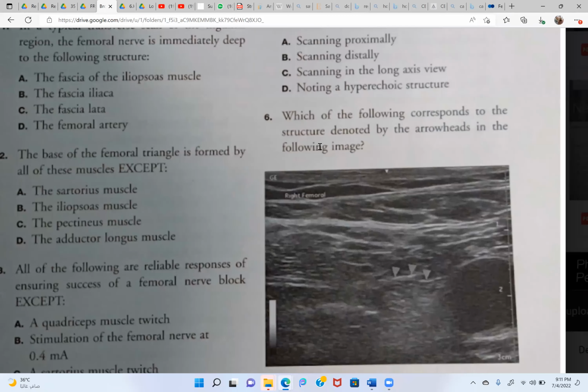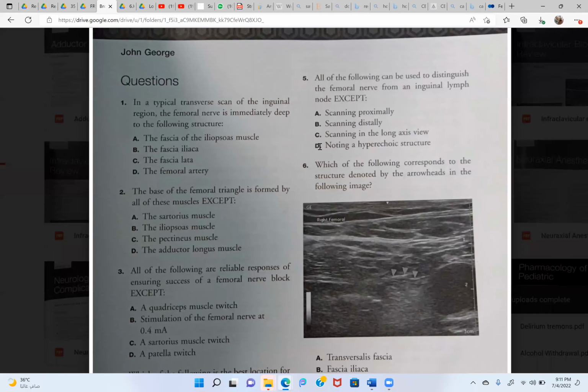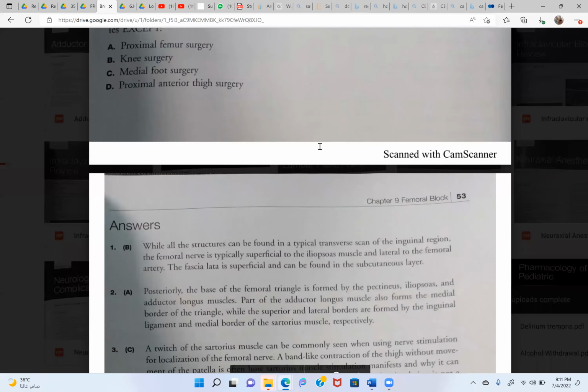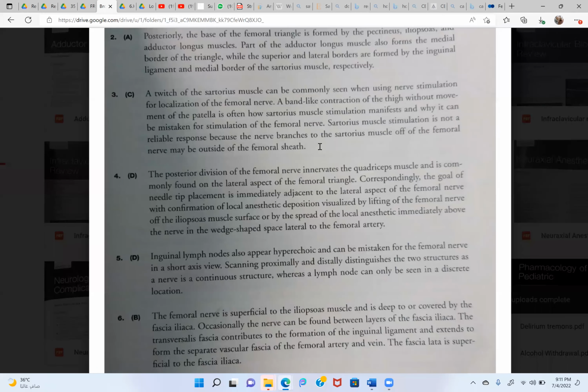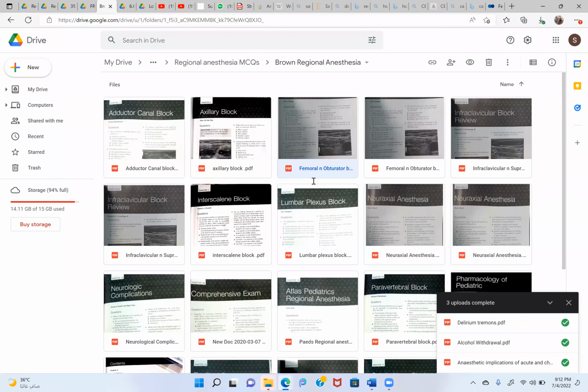So this may be the image which you will be getting. They are showing this is the artery, and here is the nerve. So you can have a look at this book. You will understand a lot because they are showing the ultrasound aspects. This book is there in the Google Drive link, you can have a look. I had this book, and its soft copy was not available, so I had this.